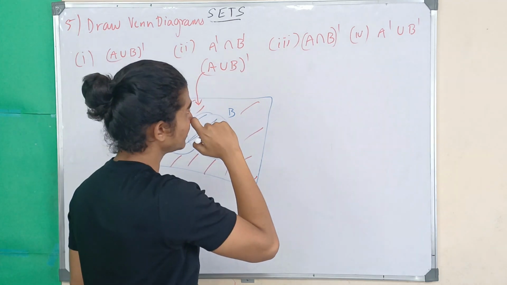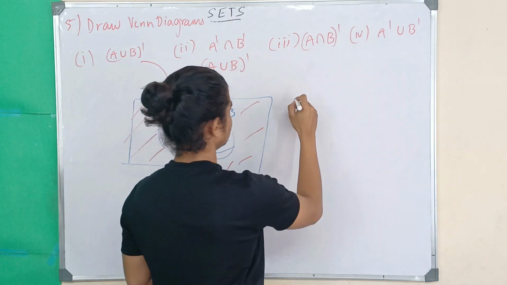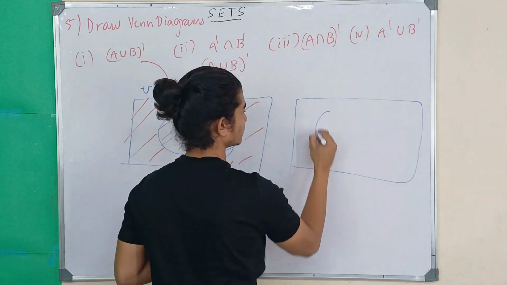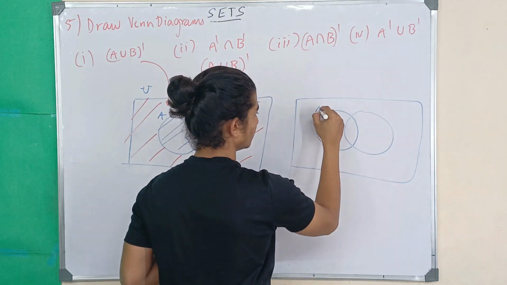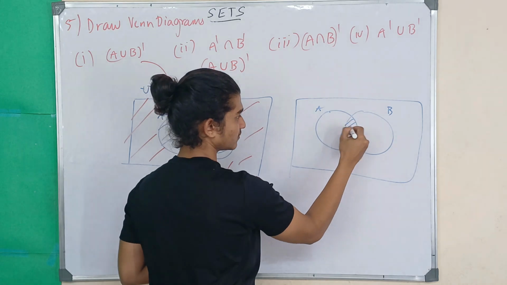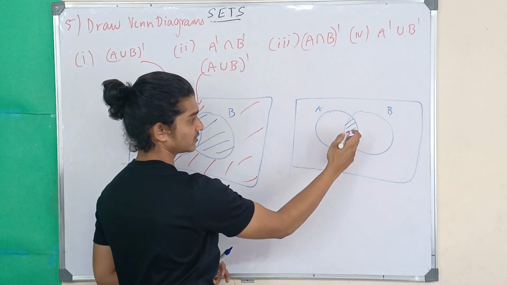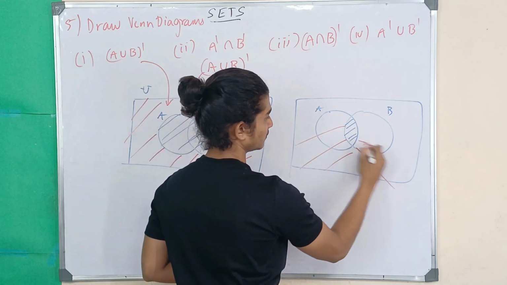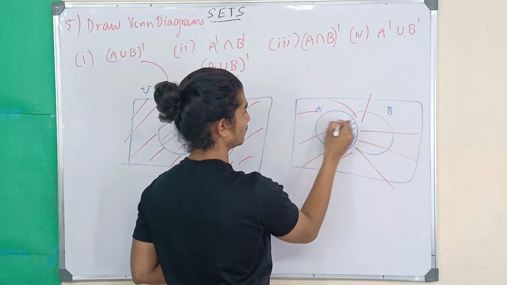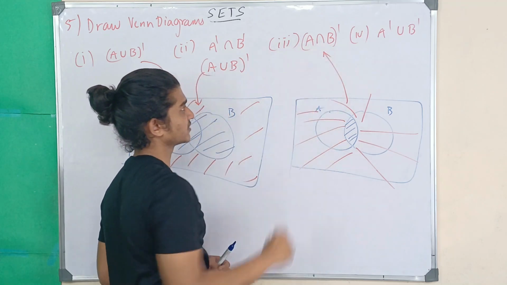So next one is A intersection B whole complement. So this is A and this is B. A intersection B is this. So this is our A intersection B, and they're saying whole complement, which means everything apart from this area. So which is this. So this is your A intersection B whole complement.